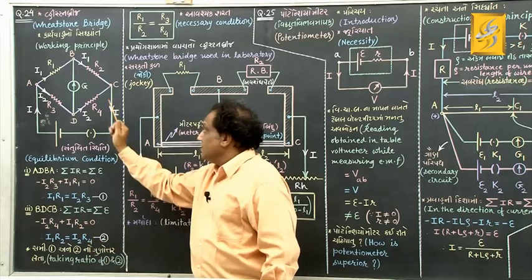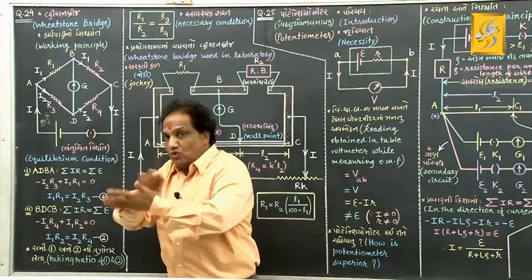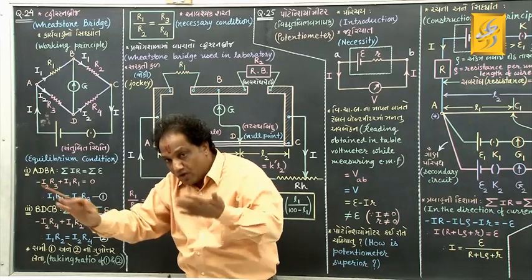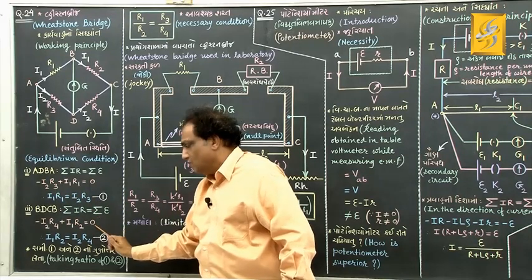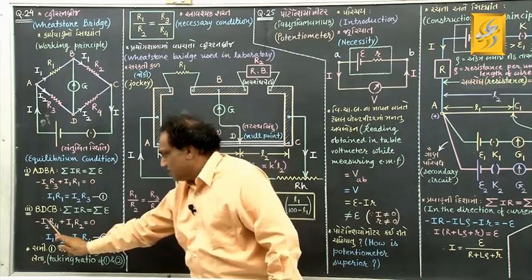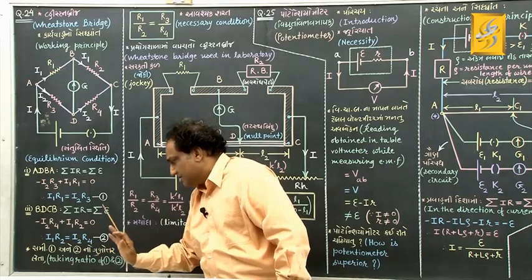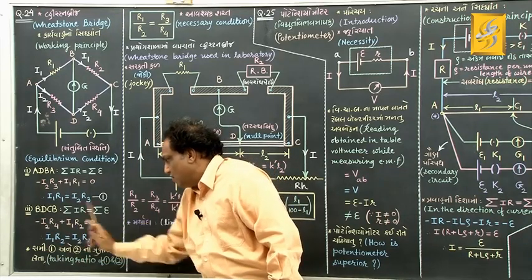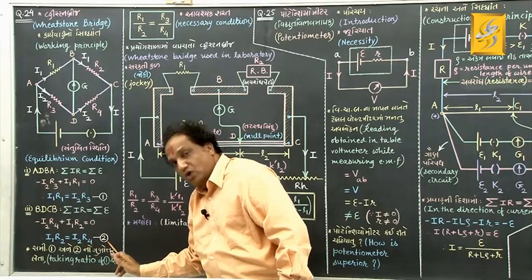And again, in this closed path also, there is no battery, no EMF. So sigma E is 0. Correct? Now transfer this. From minus it will become plus. So I1 R2 will be equal to I2 R4. Give it equation number 2.